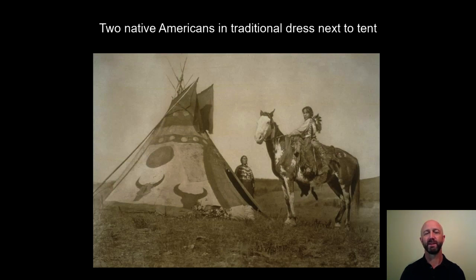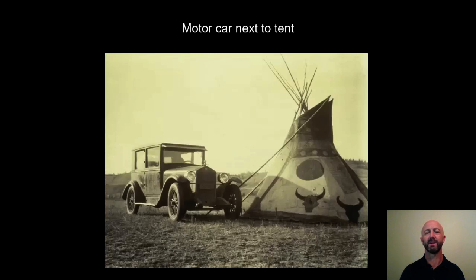Again, just some more of these scenes. Almost always, again, Native Americans are shown in ways that don't directly evidence their contact with the West. No Western clothing, no Western housing, no Western tools, no Western rifles even here. But then, in this scene, the motor car next to the tent, this is the way that he would get around.